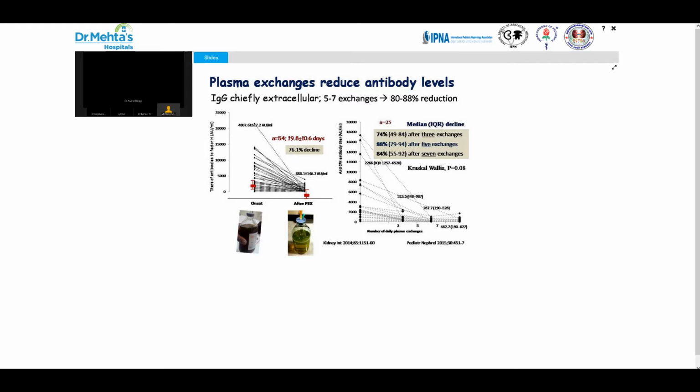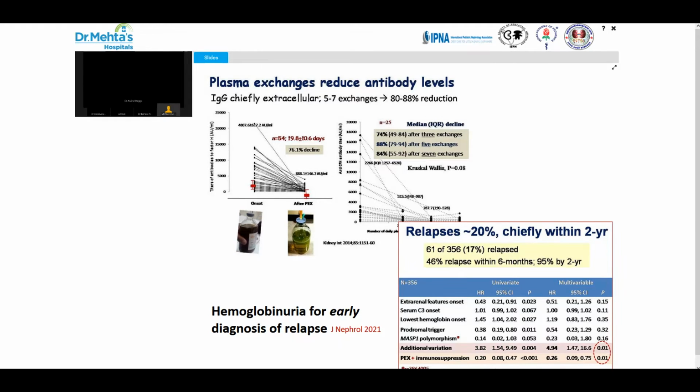But as I said, about 20% of patients may relapse, chiefly within the first 2 years, and therefore one has to be aware and always be on the lookout, particularly in children who are having infectious illnesses. One of the tools, and there's only one paper published in the Journal of Nephrology this year, is that the presence of hemoglobinuria may be an early marker of relapse.